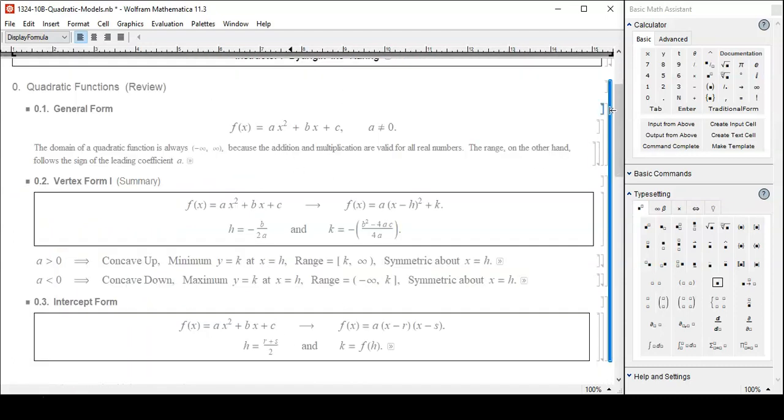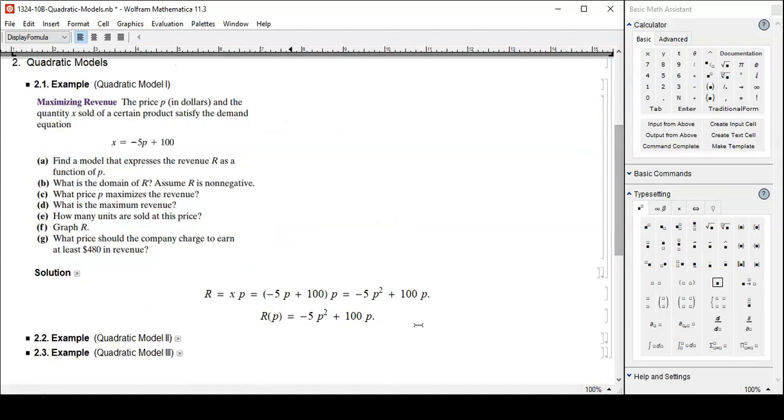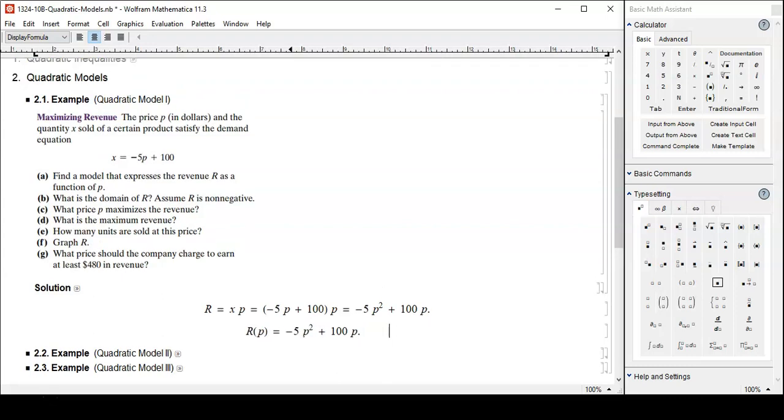But there are alternative forms, and in many cases, among those alternative forms, one of them is easy, and the other one may not be that easy. In this case, the intercept form is easy. Factor 5P out, I get P minus 20. So what do I get? When P equals 0, revenue is 0, and also when P is 20, we get 20 minus 20, that's 0, so we have revenue 0.